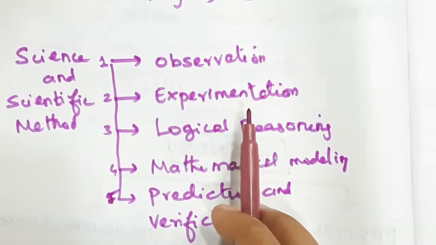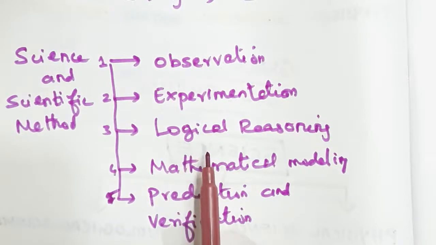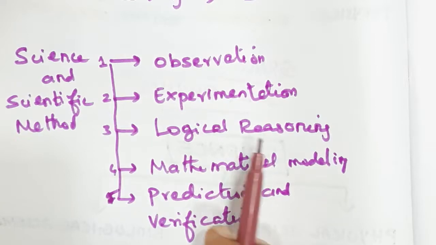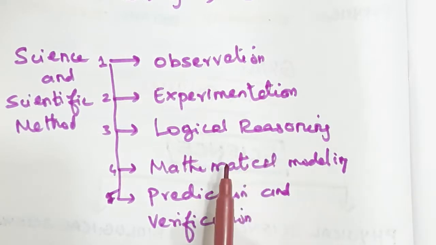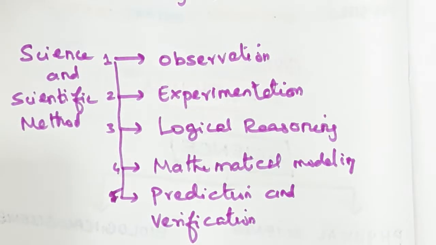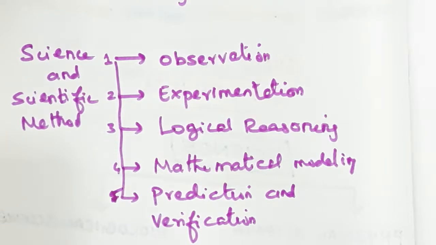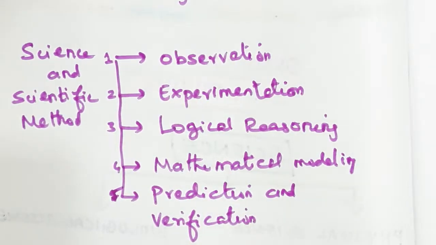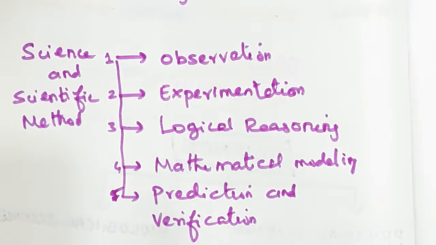After doing the experimentation, we have to analyze with the help of logical reasoning, quantitatively or qualitatively. With the help of amounts and various substances, we have to analyze the particular event. So the third step is logical reasoning. The next step is mathematical modeling. With the help of mathematics, we have to give the formulas. For example, Newton's force formula, F equals ma.